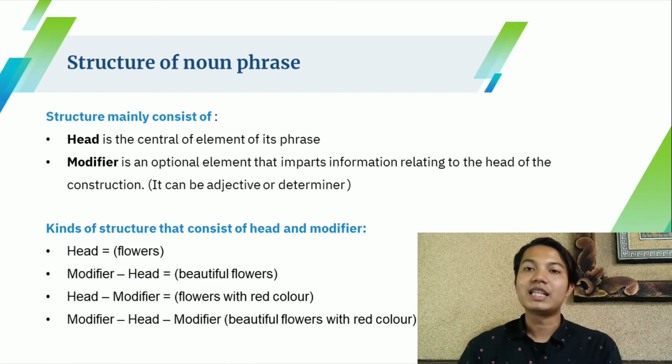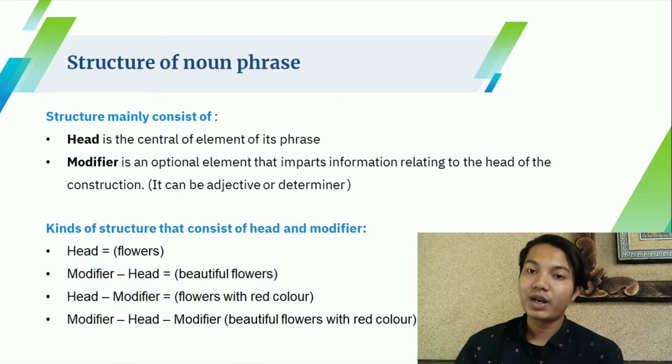And the last one is modifier plus head plus modifier. The example is beautiful flower with red color. Beautiful is a pre-modifier, flower is a head, and with red color is a post-modifier.